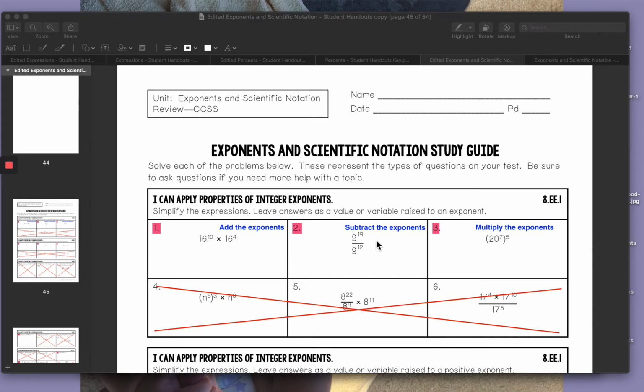Number 2 says g raised to 19 divided by g raised to 12. Now you're going to keep the base the same, which is g, and just subtract these exponents to get a new exponent. Number 3 is 20 raised to the power of 7, which is going to be raised to the power of 5. You're going to keep the base the same, but remember, you're going to multiply these exponents, so 7 times 5. So for example, 20 raised to the power of 35.